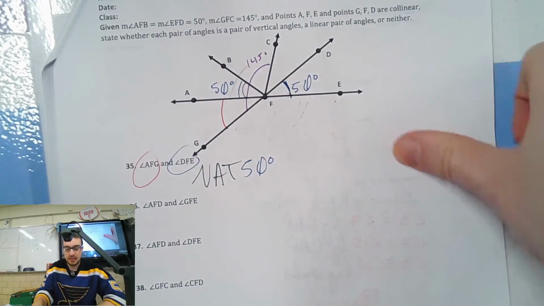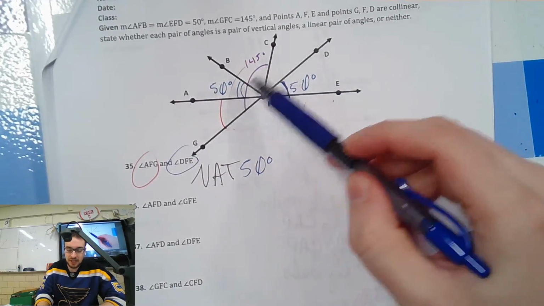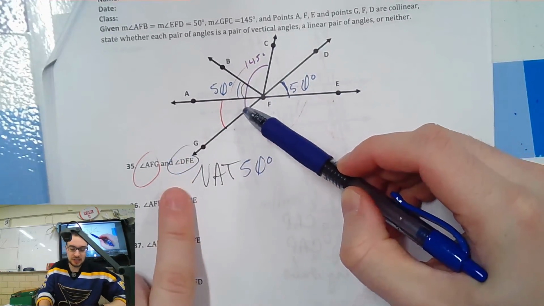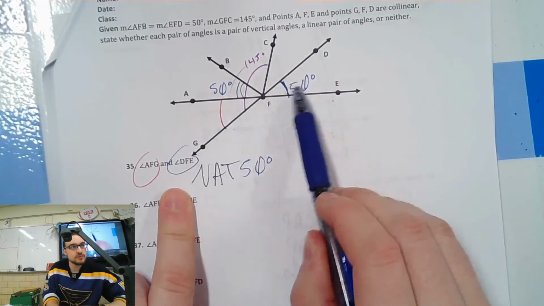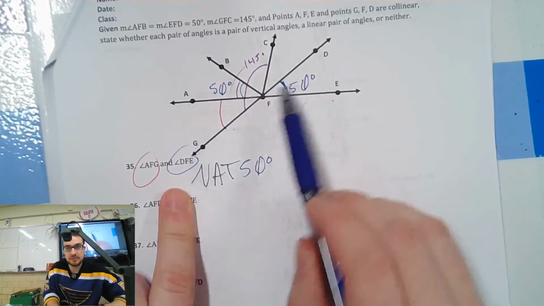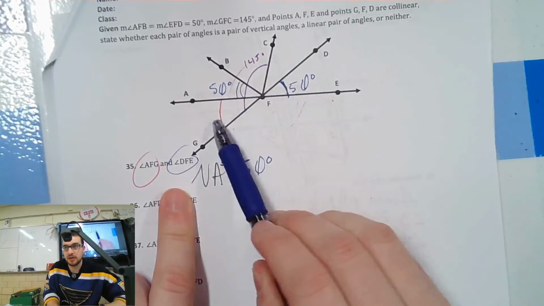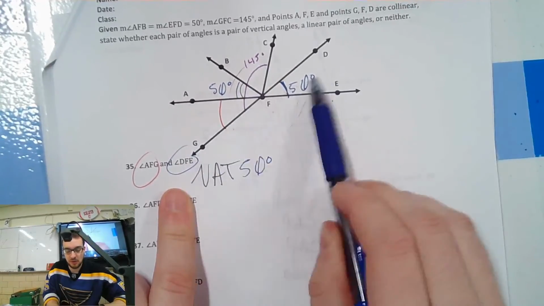This one, they give you a bunch of angles. These two are 50, and this is 145. The first question they ask is about the red angle and the blue angle here. What kind of angles are these? Vertical angles, very good, and that means that they're the same, so they're both 50.